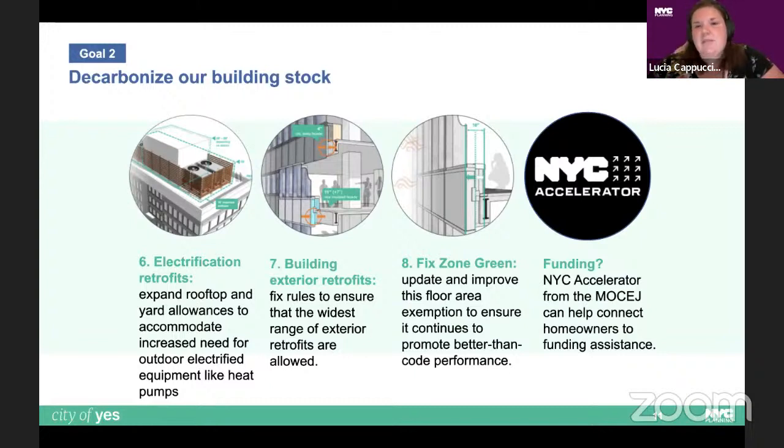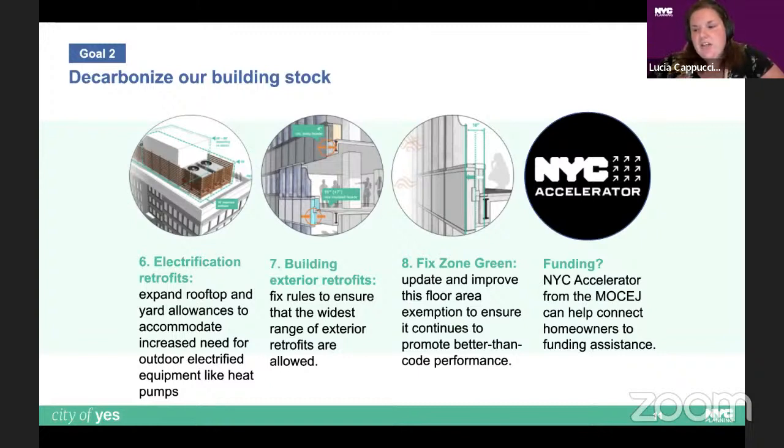And thirdly, we need to update an existing incentive. In 2012 Zone Green report and zoning changes that I mentioned, there was a wall thickness reduction, which awards a small amount of additional floor area for better than code buildings. And we would like to see that updated to reflect the latest energy code and best practices for the future.